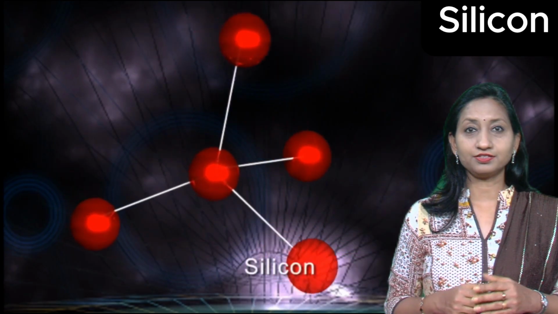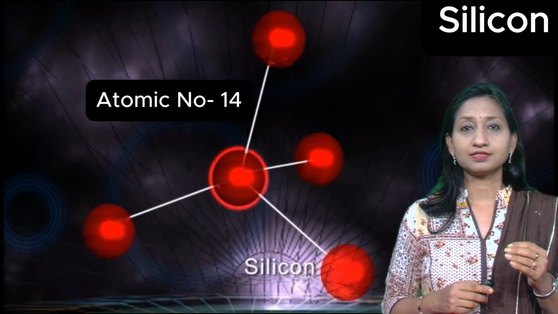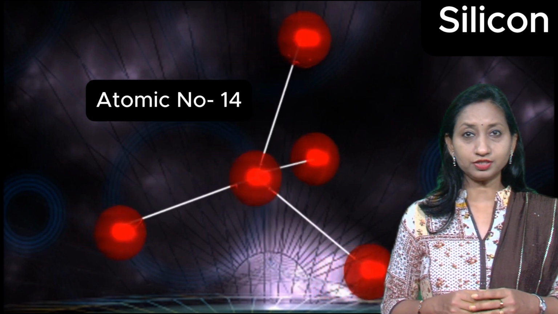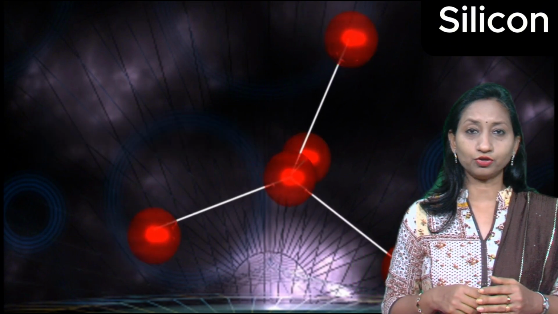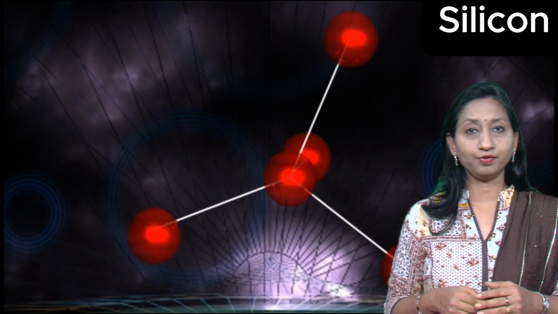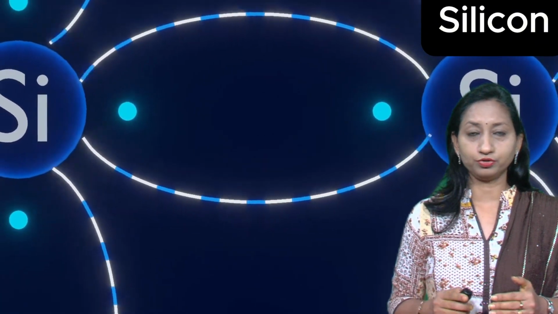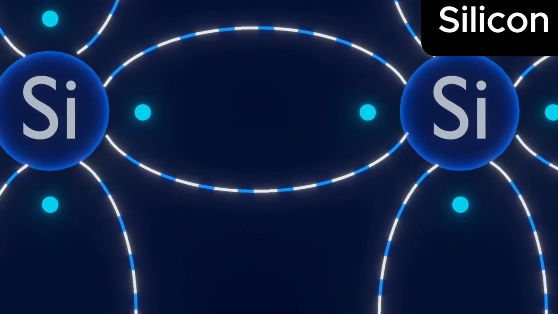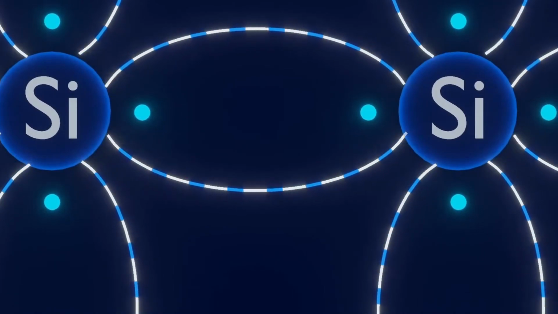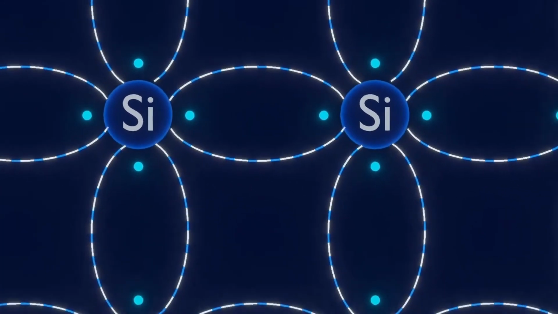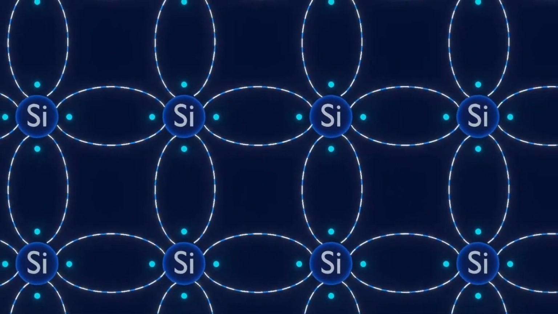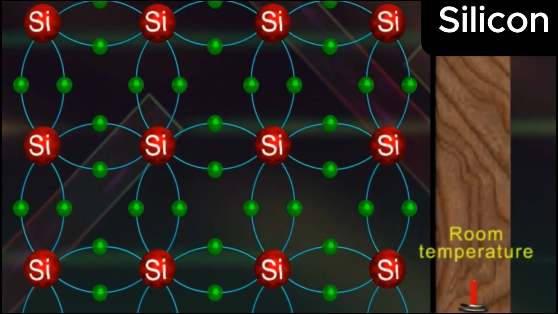Let us consider the structure of silicon. Silicon has atomic number 14, and it has 4 valence electrons, and these 4 electrons are shared by 4 neighboring atoms in the crystal structure by means of covalent bonds. This figure shows the crystal structure of silicon at absolute zero temperature. The intrinsic semiconductor acts like a perfect insulator at absolute zero temperature due to the lack of free electrons.